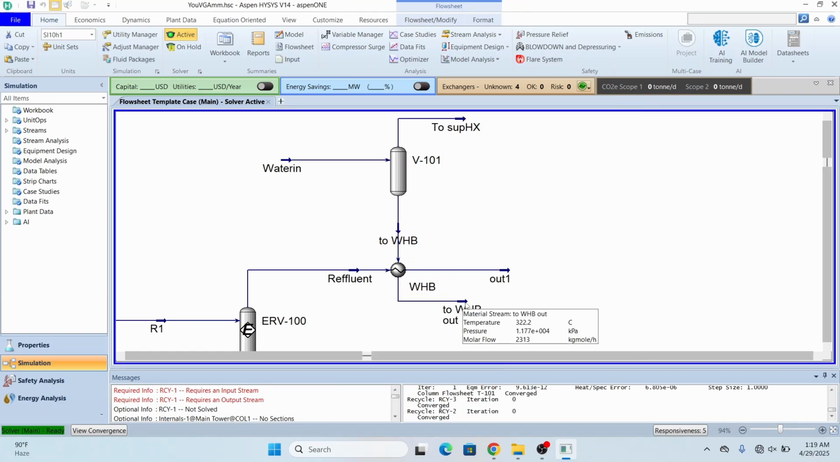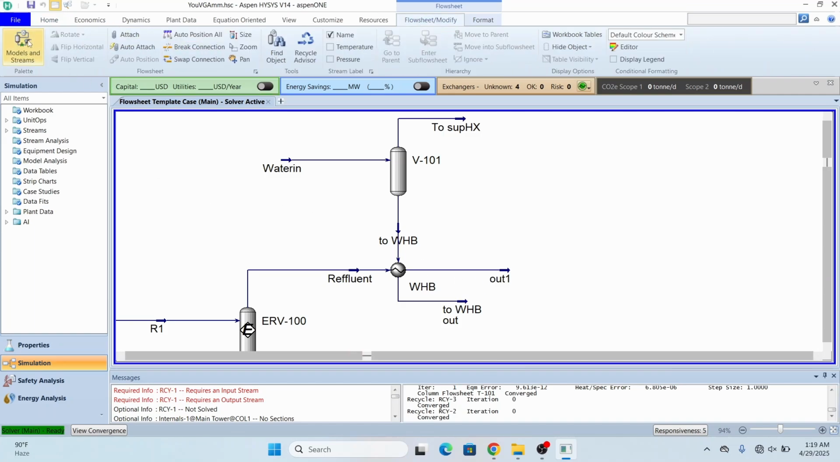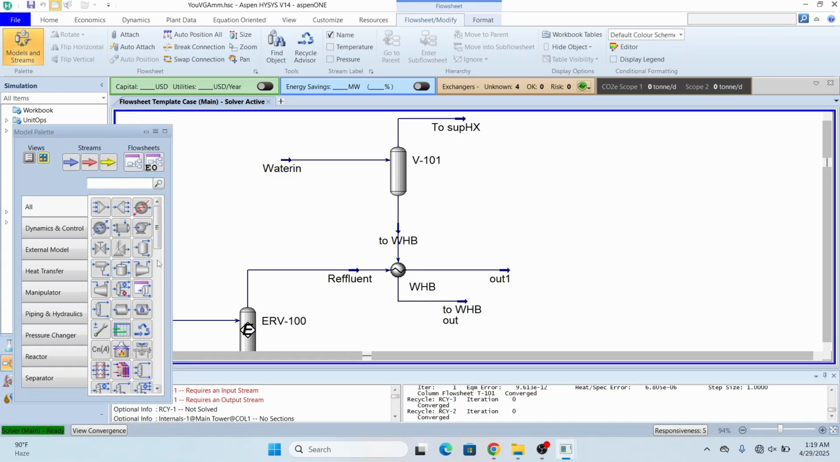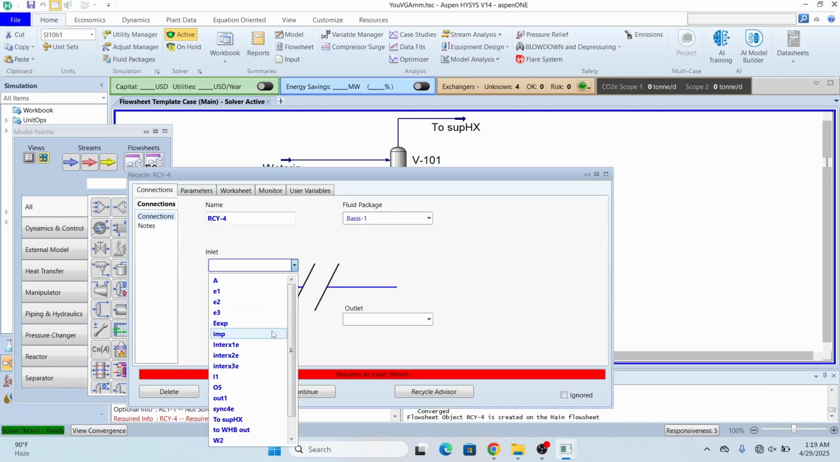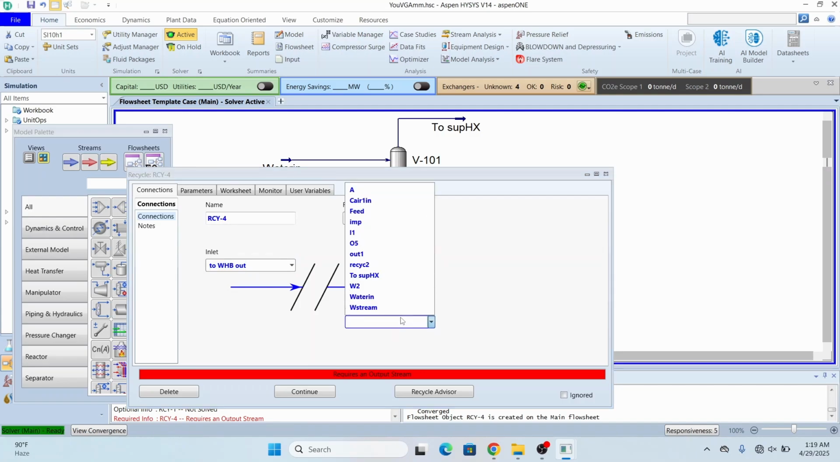Now this waste heat boiler out stream, I will recycle back to my steam drum. So I will again go to my flowsheet here. I will use the recycle, place it over here, connect it to waste heat boiler out, and you can name it waste heat boiler out recycle. So that is good.